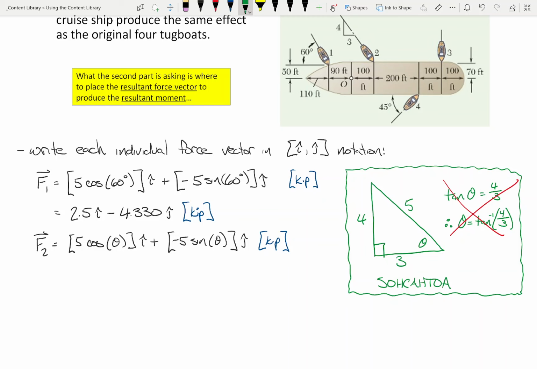Let's go back to basics. What is my goal? I don't really care what theta is. I care about what the cosine of theta is and what the sine of theta is. I propose that the cosine of theta is 3 over 5 and that the sine of theta is 4 over 5. Why get an angle by taking an inverse tangent and then take sines and cosines of that angle when I could just use this?